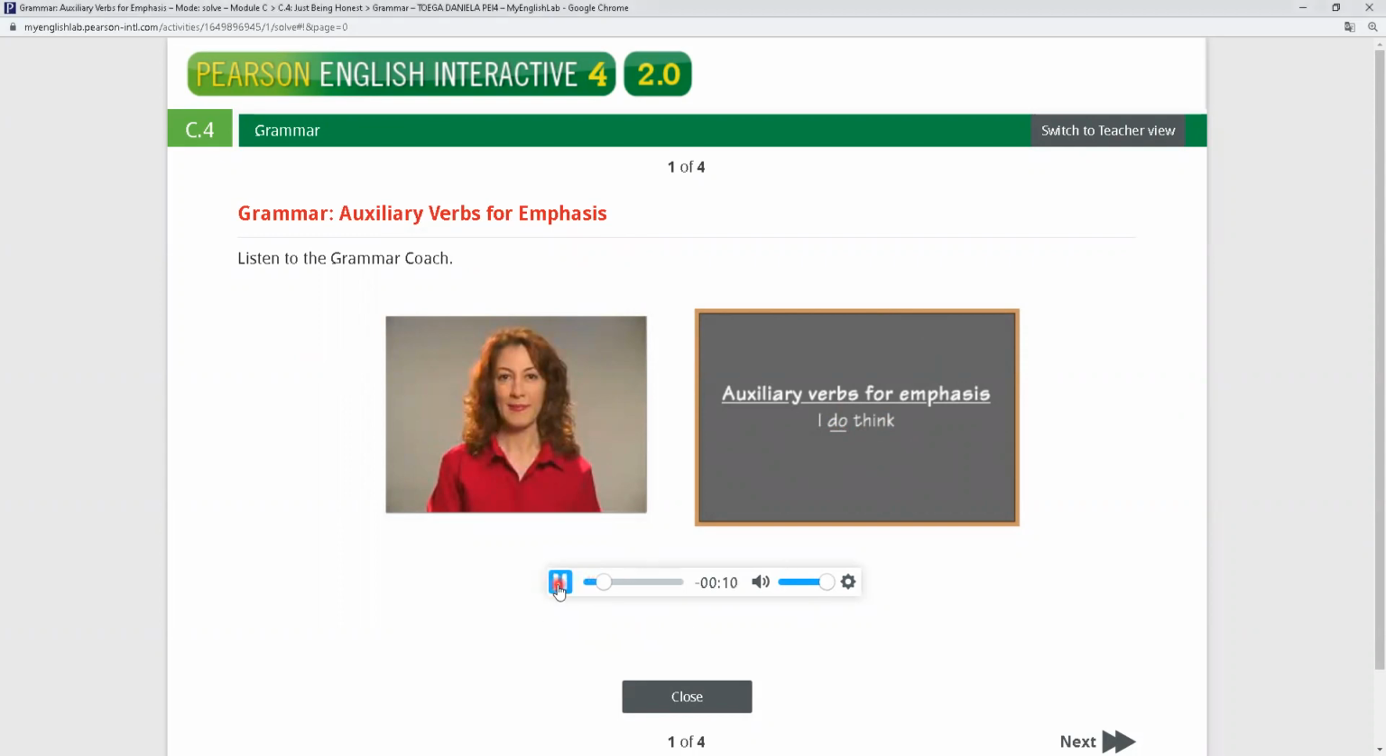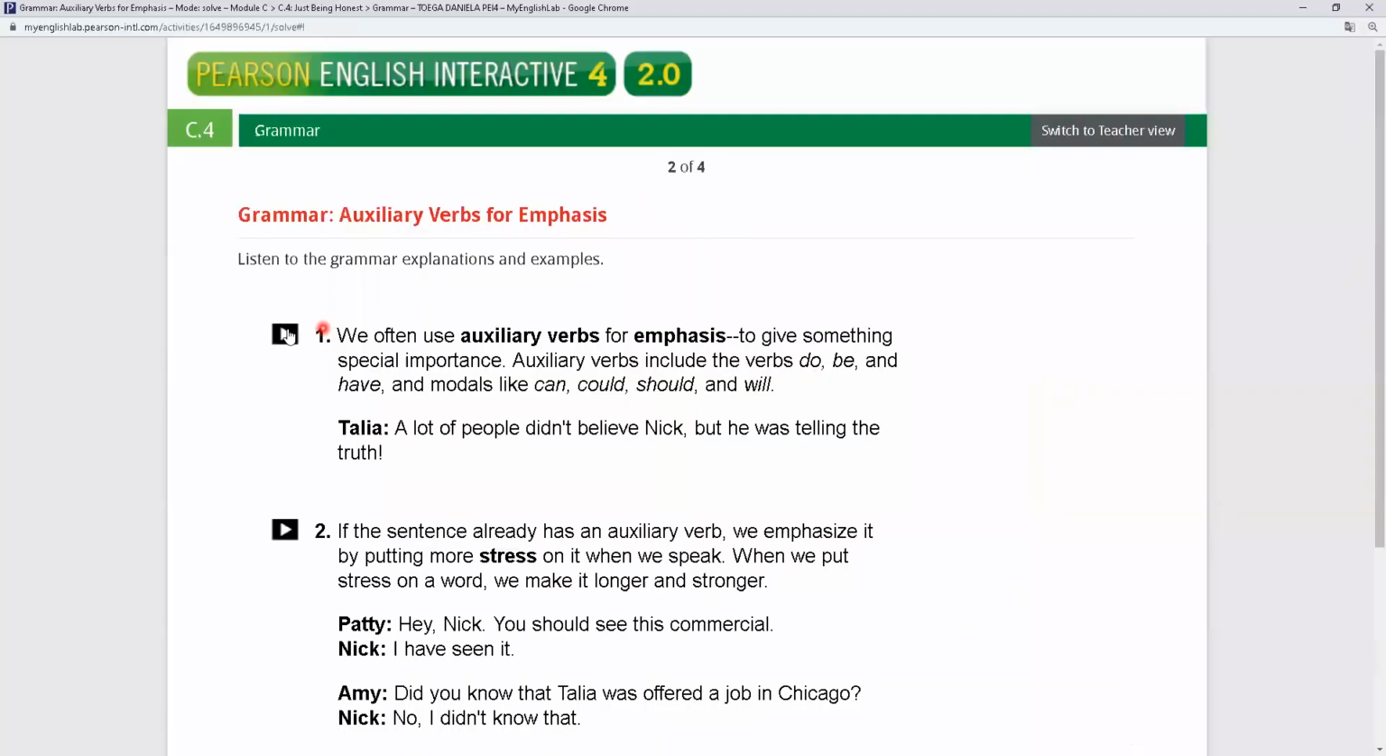Hello, how are you? The grammar point we're going to study now is using the auxiliary verb for emphasis. I do think you'll find it very useful. Let's begin. All right, so let's start with point number 1. We often use auxiliary verbs for emphasis to give something special importance. Auxiliary verbs include the verbs do, be, and have, and modals like can, could, should, and will.